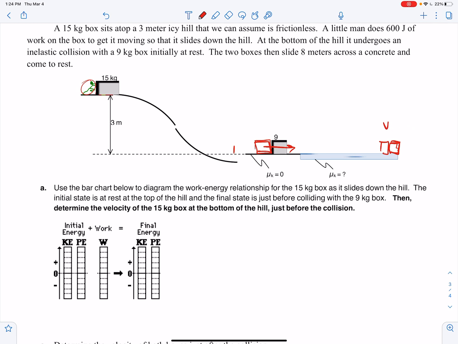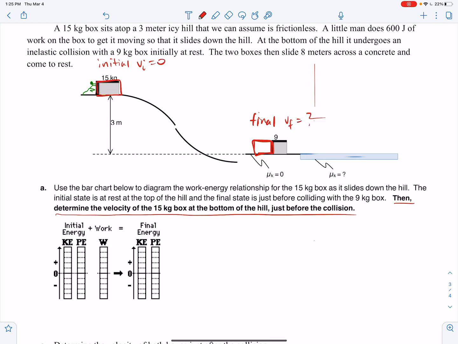Okay, so let me clean up this diagram a little bit. So we're talking about just this part here at the top. This is the initial state. And the final state is here just before it collides with the 9 kilogram box. Then determine the velocity of the 15 kilogram box at the bottom of the hill just before the collision. Okay, so we know initially the velocity is 0, and the final velocity is the unknown. So that's what we're trying to figure out in this problem. What is that final velocity just before it hits the other box?